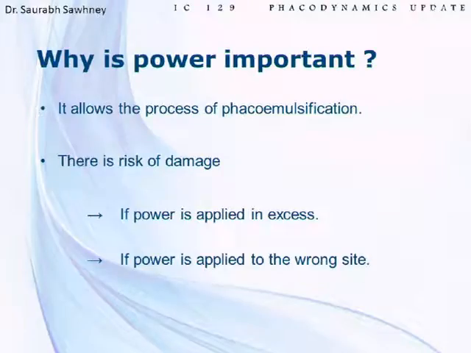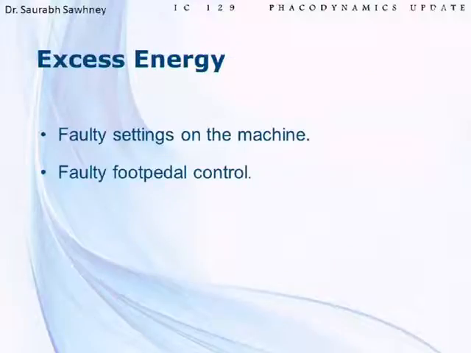Now, the importance of power here. Power is important because, of course, you need it to break the nucleus, but if you use power in a manner which is not consistent with the sound practices of phacoemulsification, you're going to end up damaging the eye. There can be damage if power is applied in excess or if it is applied at the wrong site. Excess energy can be delivered if you're using faulty settings on the machine.